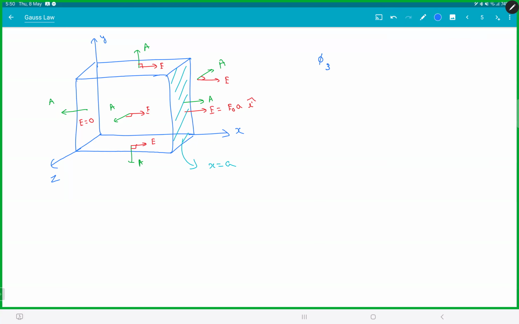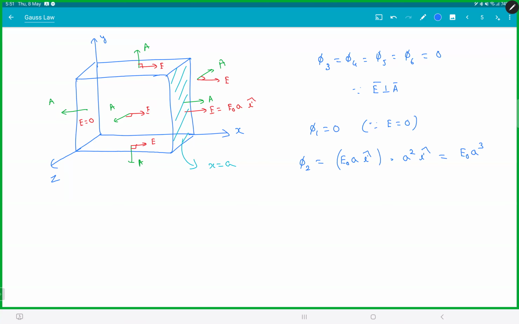So flux on 3, 4, 5, and 6 is 0 because E is perpendicular to A. So I agree, E is changing, but it is always perpendicular, so it won't matter. Flux on 1 is 0 because E itself is 0. Flux on 2 is E naught A I cap dot A square I cap. So field is actually constant on the plane. So this is E naught A cubed. Is this making sense, everyone?